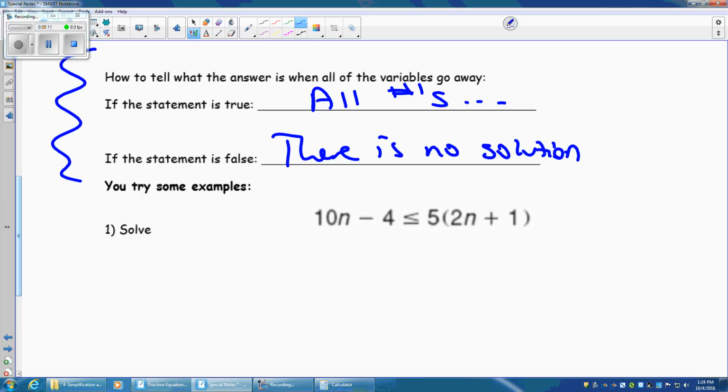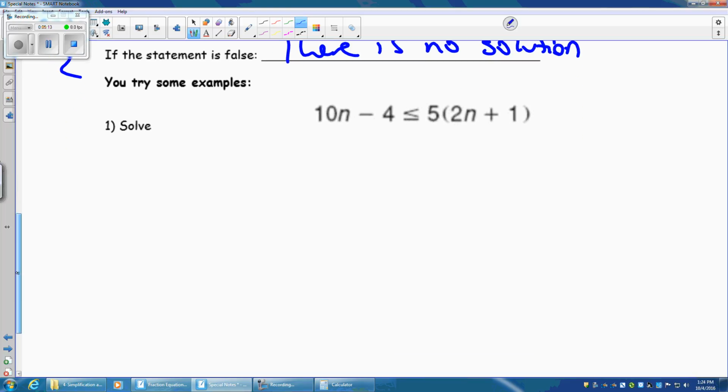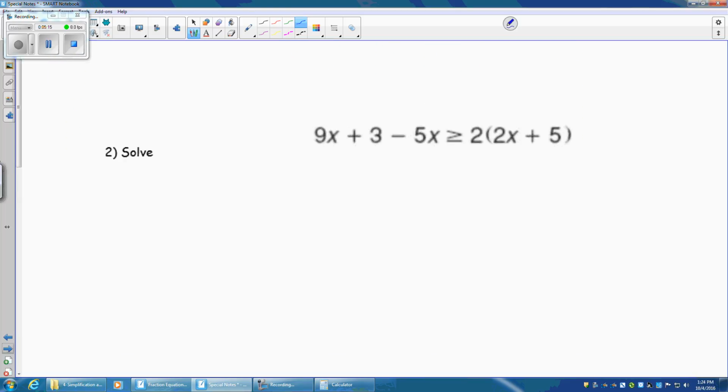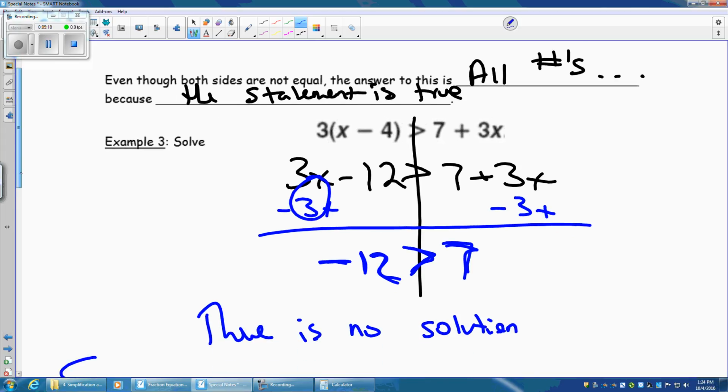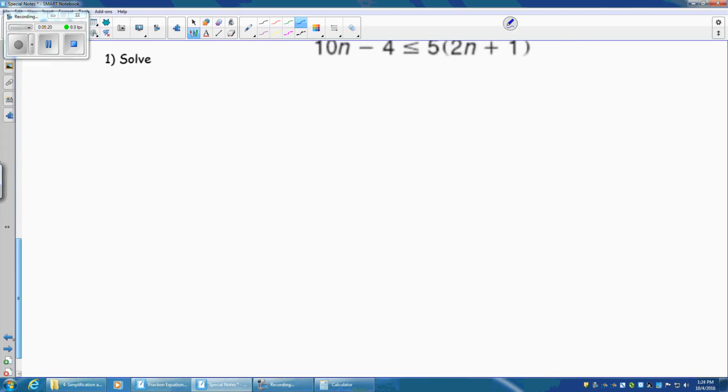All right, so that being said, I think I have a couple examples for you to try, one on this page and one on the next. Would you pause the video, try both of them, and then unpause it once you've had a chance to try it?